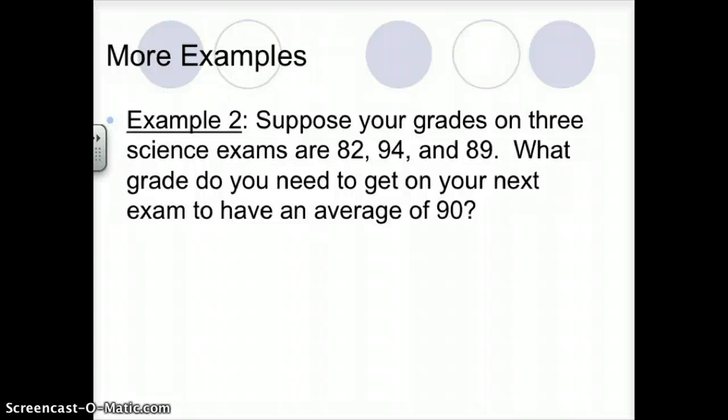Okay, this tends to be a tough problem for people. It says, suppose your grades on 3 science exams are 82, 94, and 89. What grade do you need to get on your next exam to have an average of 90? Okay, so what I know here is I have an 82, a 94, an 89, and some unknown grade here. And I want an average of 90.